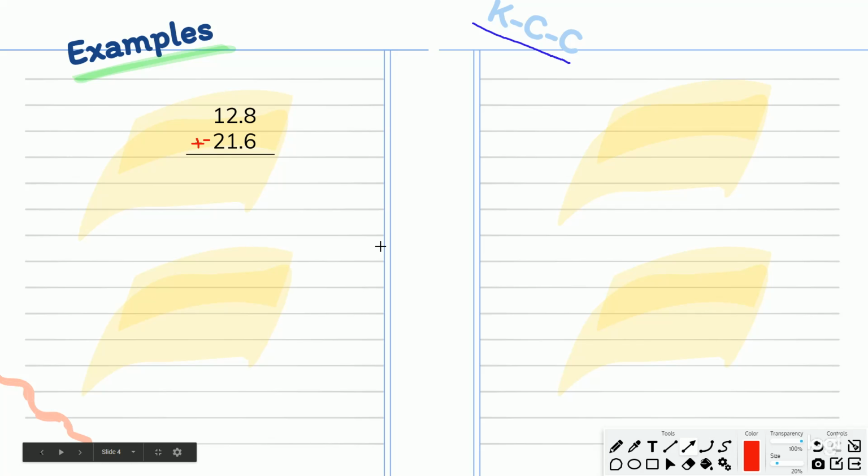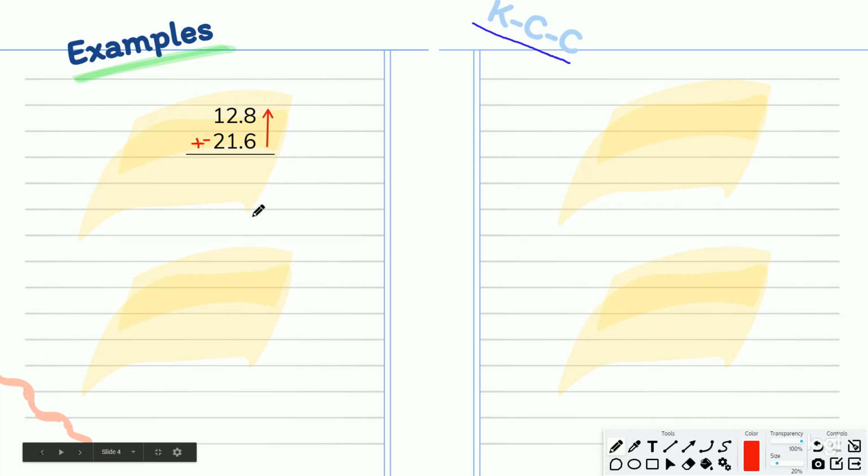Now, when I look at my problem, I need to look at which number is bigger since my signs are different, and the bigger number is 21.6. So I'm going to be taking 21.6 and subtracting 12.8 from that, which means I'm going to be doing this problem backwards, starting from the bottom and subtracting my way up through the top, and I'm still going to be writing my answers down below.